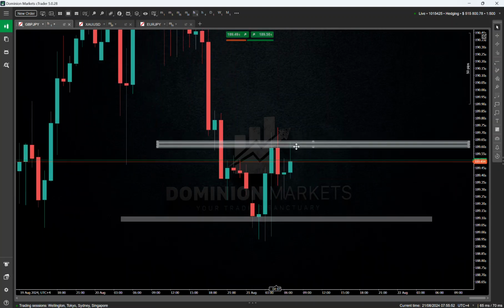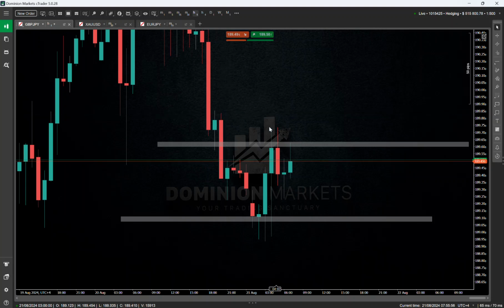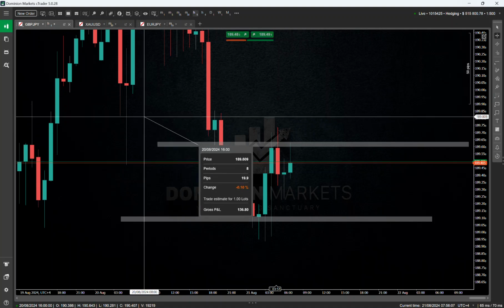Looking at the 1 hour now, we have some more information. Obviously support, we have resistance, we have another resistance at 189. So I'm thinking now, is this strong resistance at 189.600, or is this going to be stronger resistance? This is going to be stronger resistance because you have a clean range over here. This is like your 19 pip range.